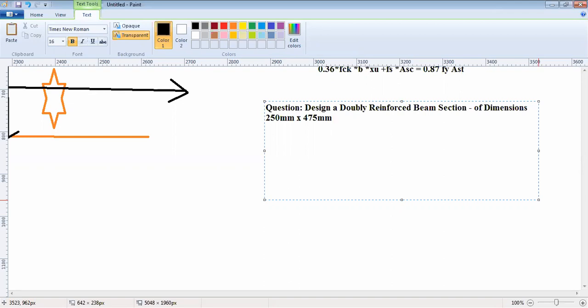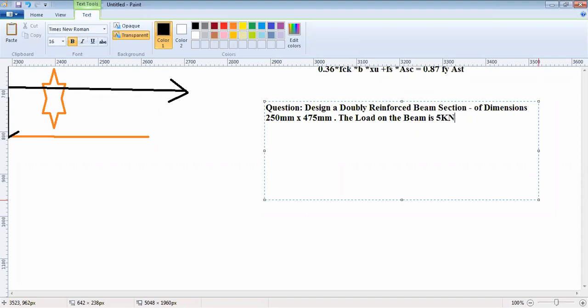Now here the dimension is given from the question itself. Why is the dimension given? Because you have a limitation on the dimension of the beam. The load on the beam is 20 kilonewton.